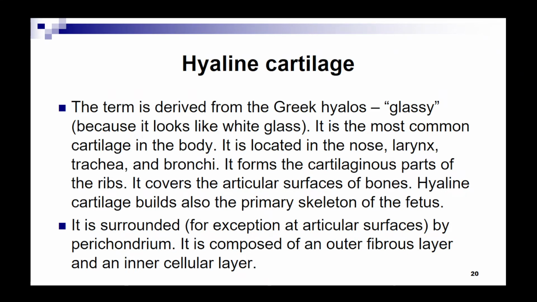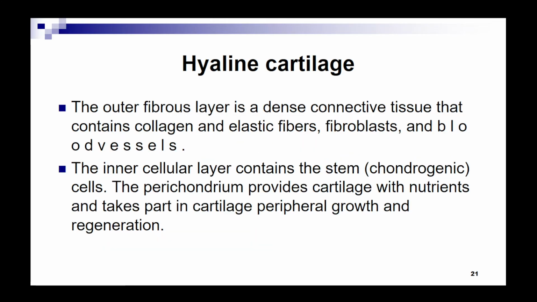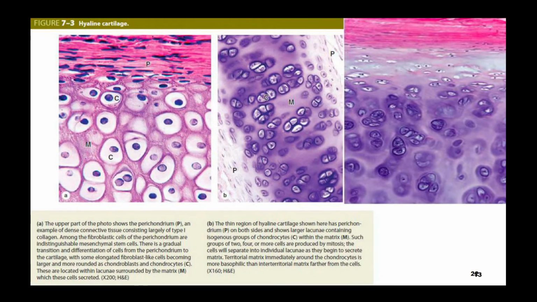It is surrounded, with the exception of the articular surface, by the perichondrium. It is composed of an outer fibrous layer and an inner cellular layer. The outer fibrous layer is a dense connective tissue that contains collagen and elastic fibers, fibroblasts, and blood vessels. The inner cellular layer of the perichondrium contains stem chondrogenic cells, chondroblasts. The perichondrium provides the cartilage with nutrients and takes part in the peripheral growth and regeneration of the cartilage. So we have seen the types of cartilage here.